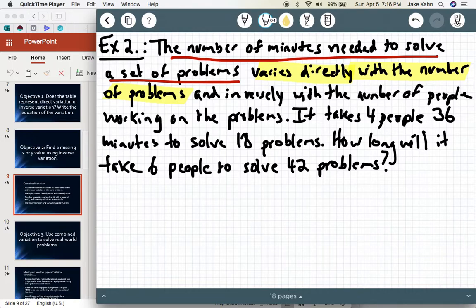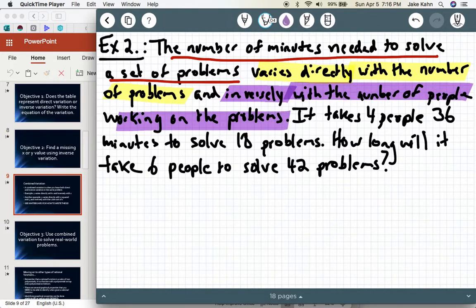So that's direct variation. However, the other part of this, it says that this varies inversely with the number of people working on the problems. This makes sense as well, right? If you have one person working on the problems, it's going to take longer than if you had 10 people working on the same set of problems.